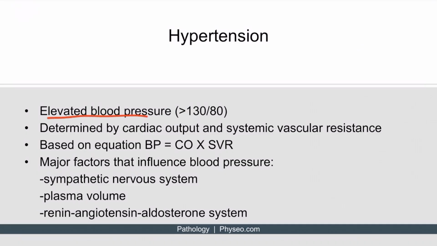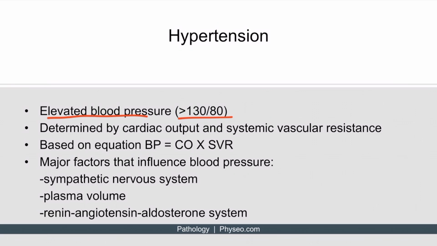The definition frequently changes, but the most recent guidelines state that hypertension can be diagnosed when the blood pressure is greater than 130/80. So if a patient has either a systolic blood pressure greater than 130 or a diastolic blood pressure greater than 80, they have hypertension. The patient does not have to have both elevated systolic and diastolic.